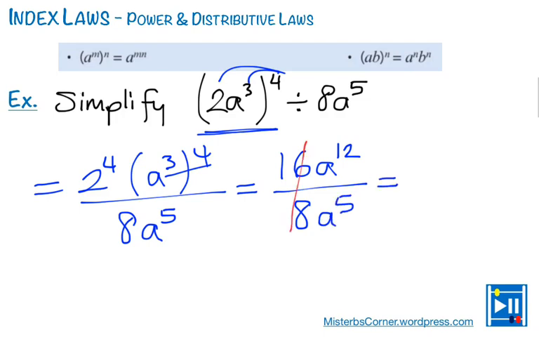16 and 8 simplifies to 2, right? And 12 minus 5 gives me 7, because there is division. I have to take away the powers from one another, so I'm going to end up with 2a to the power of 7.